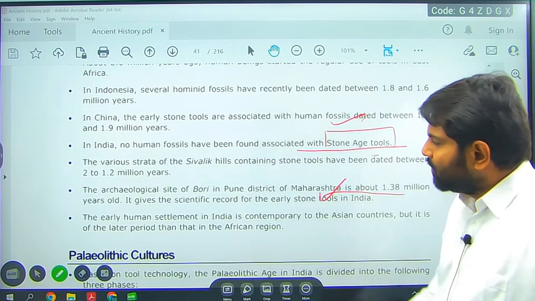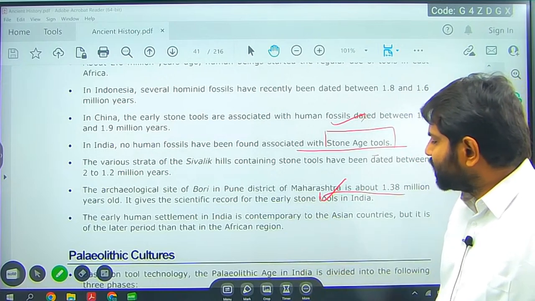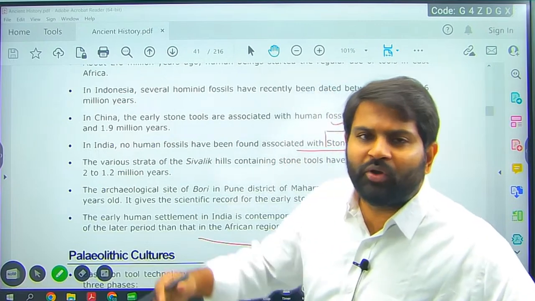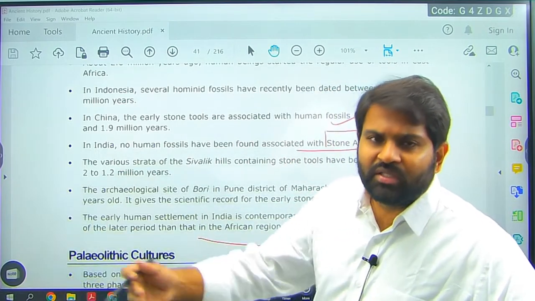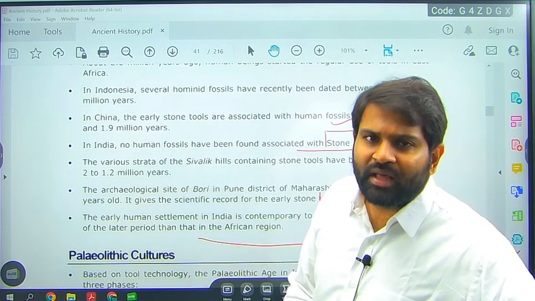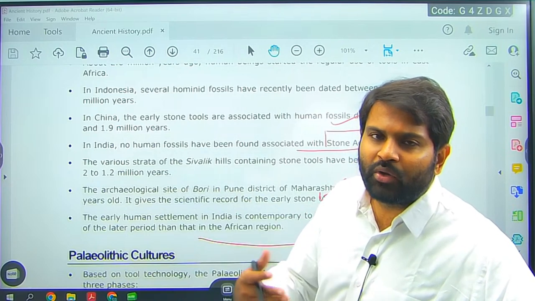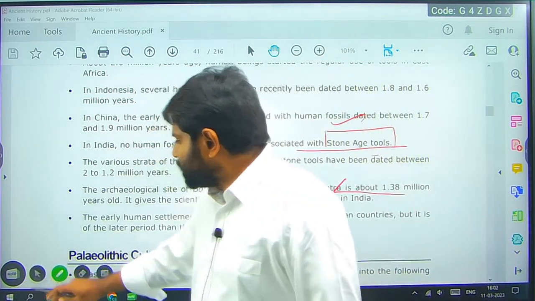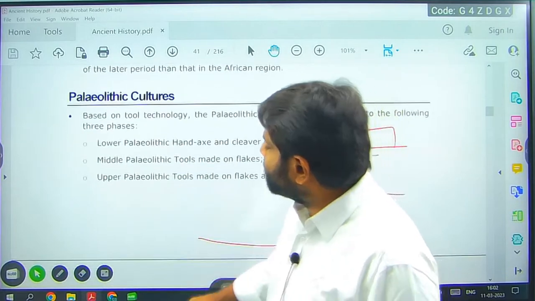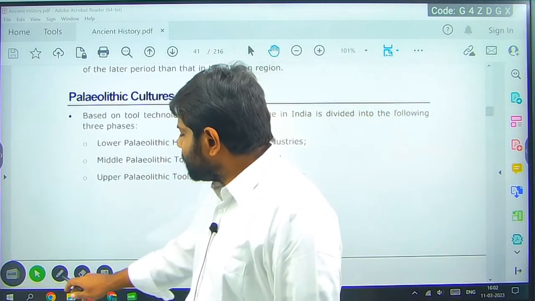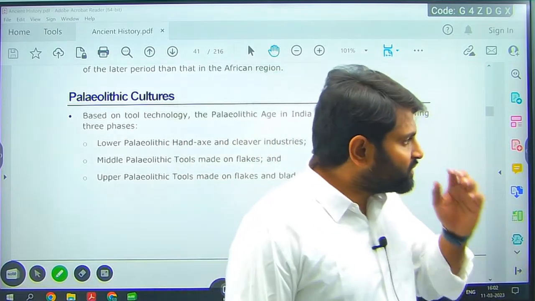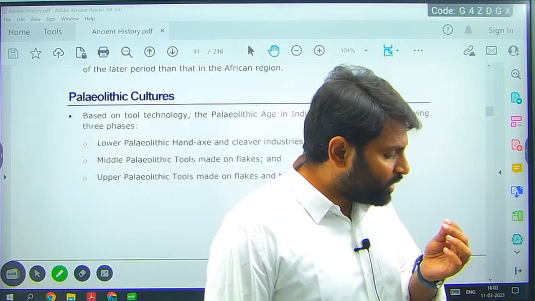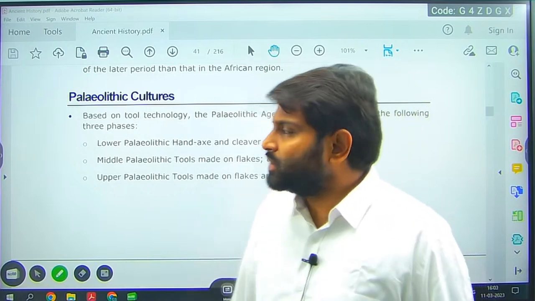The earliest is Bori. The early human settlement in India is contemporary to Asian countries, but it is of a later period than the African region. When you compare to the African region in evolution, we have a lesser timeline available for Stone Age tools, but we are very good when compared to our other Asiatic partners. Which means our history is deeper when compared to our Asiatic partners. So Bori is one of the ancient sites in Pune, which is taken as a point of reference for the oldest timeline available for this.